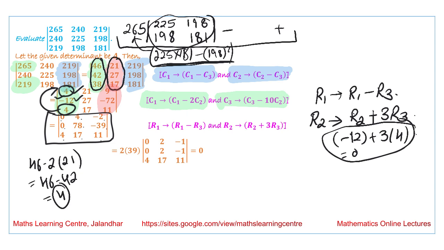Now if we open this determinant, from the first row we have taken 2 common, and from the second row, 0, 78 and minus 39, we have taken 39 common. What we obtain is that the first row is 0, 2 and minus 1, and the second row is also 0, 2 and minus 1. Both these rows are identical, and if both rows are identical, the determinant value is equal to 0.